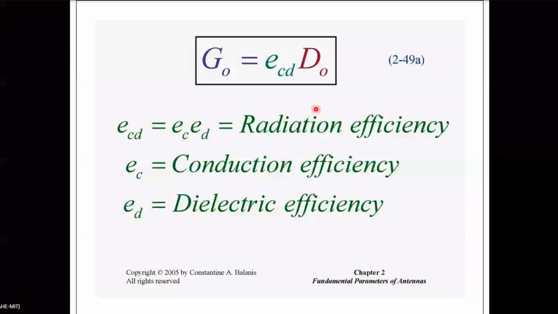G naught is equal to ECD into D naught. ECD is EC into ED, radiation efficiency. EC is conduction efficiency. ED is dielectric efficiency. Can I go to the next slide?